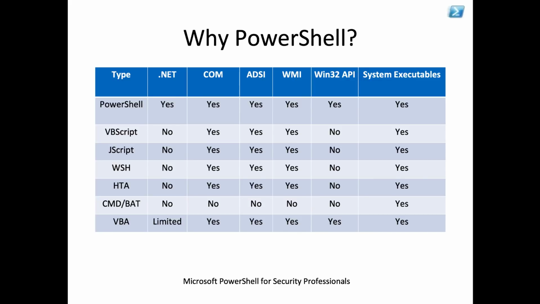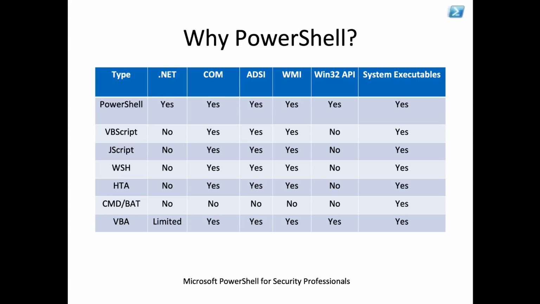So when we come to the different APIs, let's look at the different scripting engines that we have on Windows. So we have PowerShell. PowerShell has access to .NET? Yes. COM objects? Yes. ADSI and AD .NET calls? Yes. WMI? Yes. Do we want to have access to Win32 APIs? Yes, we do. System executables also. VBScript, we don't have access to .NET, and we don't have access to Win32 APIs. JScript, same story. Same story with Windows Scripting Host, which is actually just a very nice package of XML where you can embed VBScript and JScript into one single file.